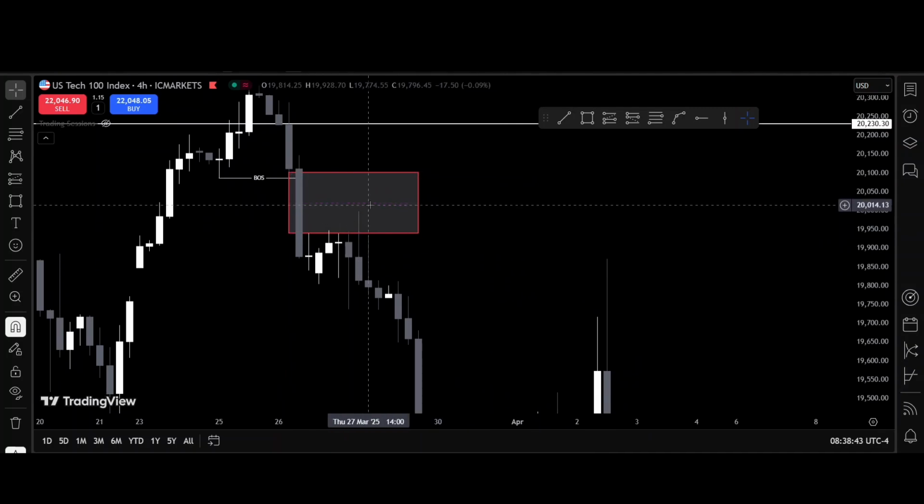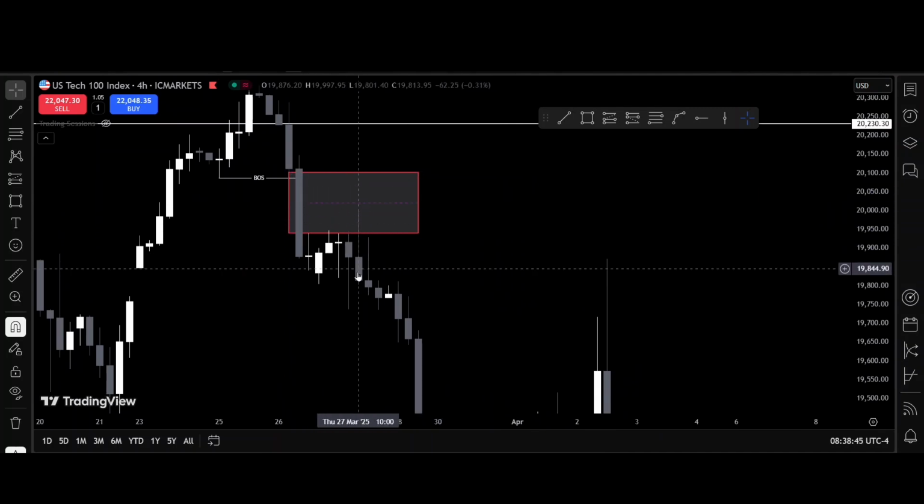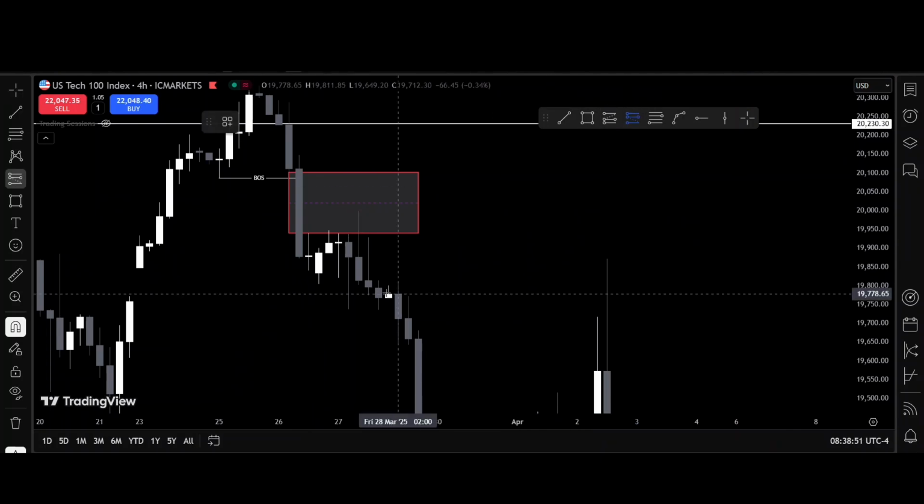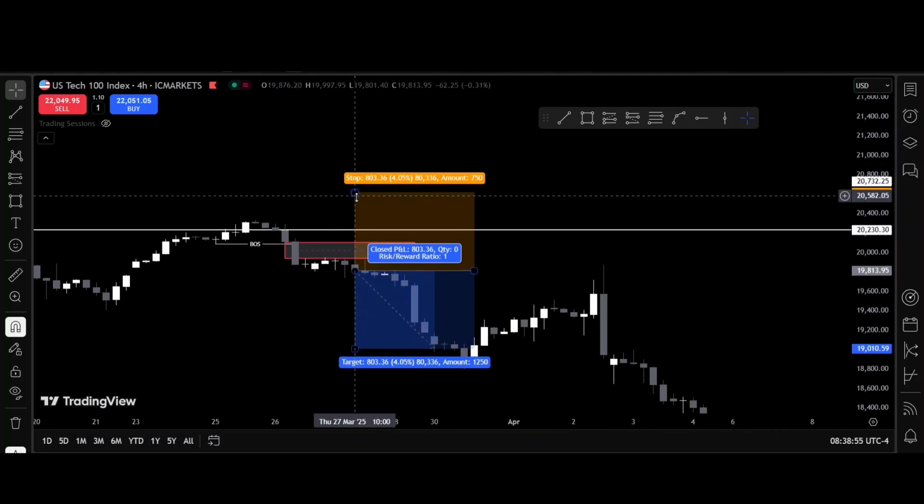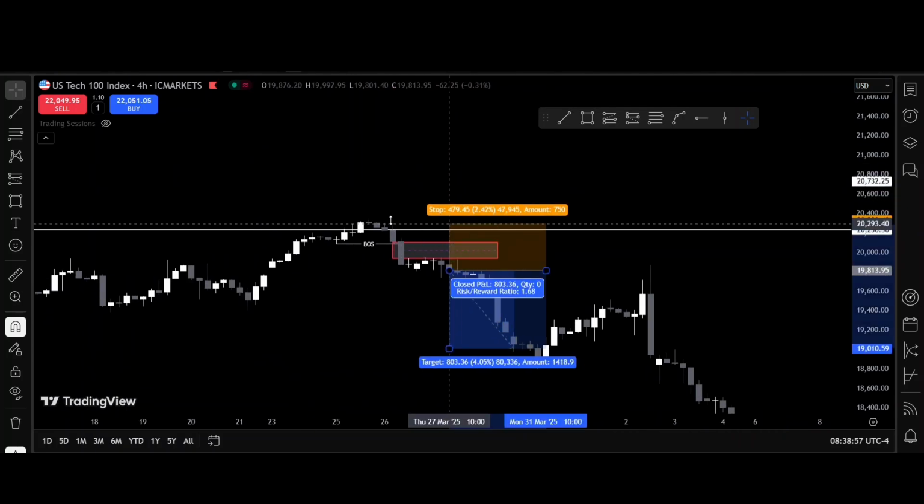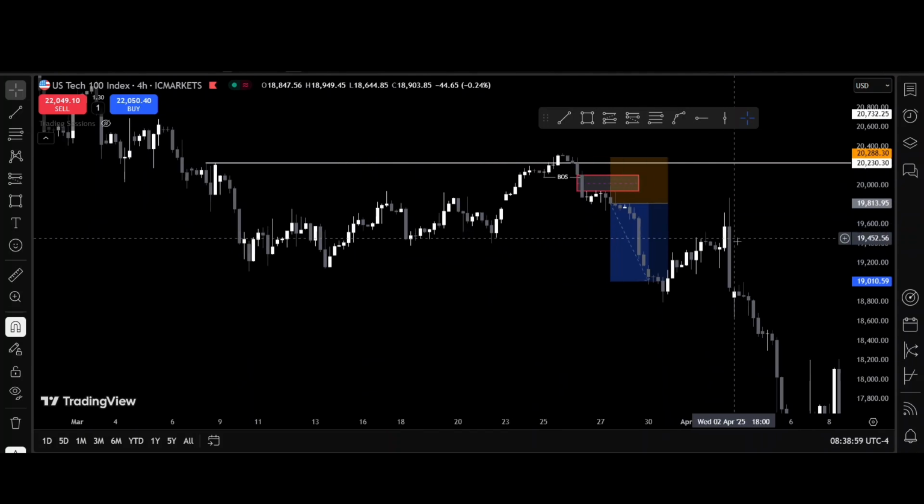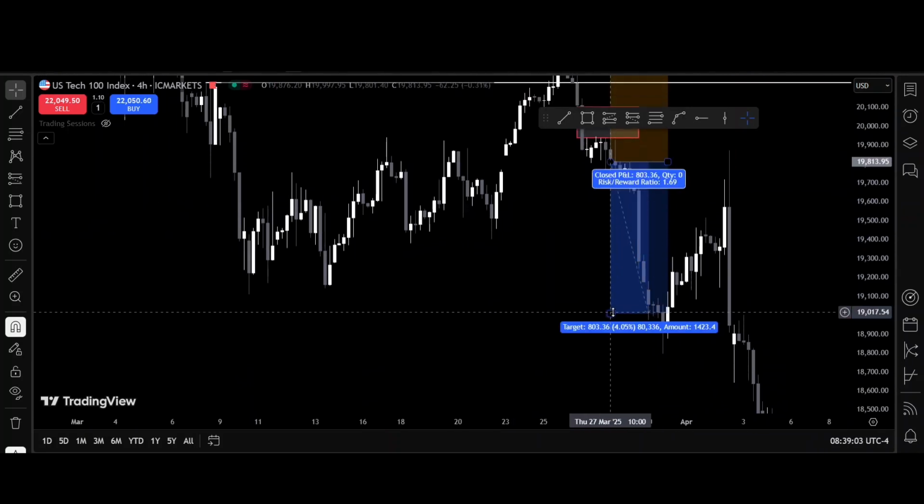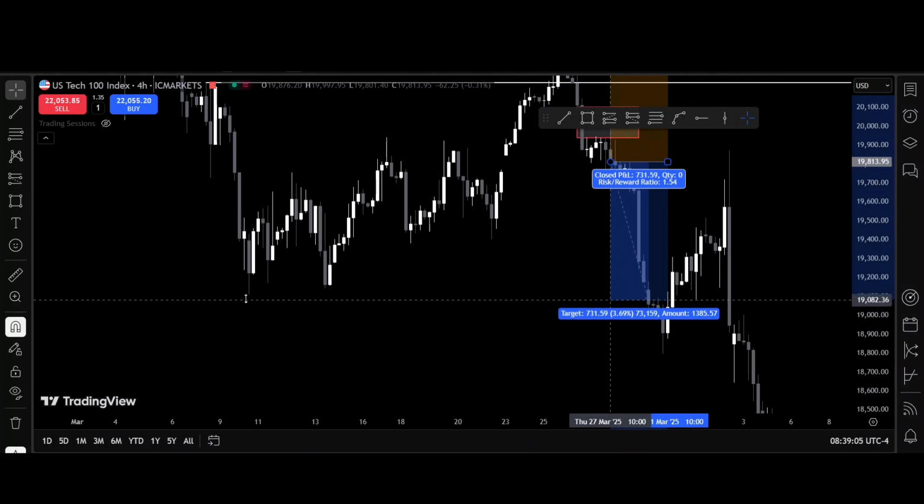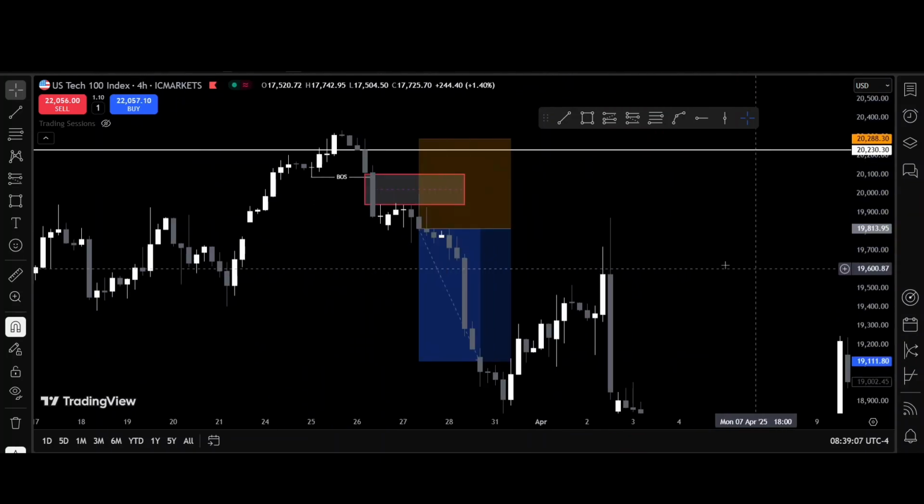Anyways, we retested the fair value gap. We got bearish power out of it. You can put your stops at the highs or the first candle of the fair value gap. And target all these lows, man. This is what I love about this.